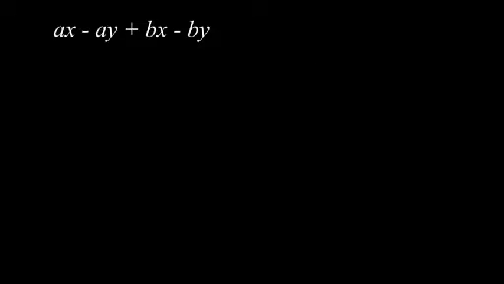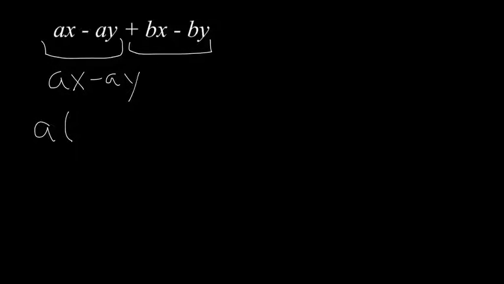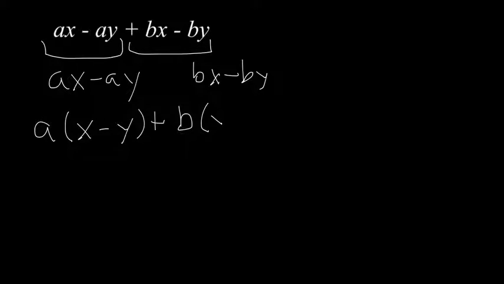Let's look at this example using algebraic, no numbers, just letters here. If we look at this example here, we start off by grouping the first and second term and the third and fourth term together. Looking at ax minus ay, I have a common factor of a that I'm going to factor out, and it's going to leave me with x minus y. Plus, looking at bx minus by, I have a common factor of b. When I factor that out, I'll be left with x minus y.